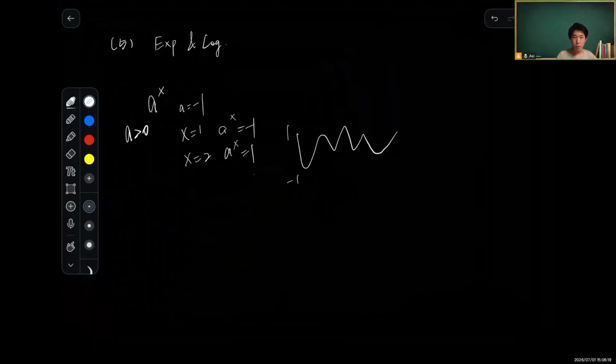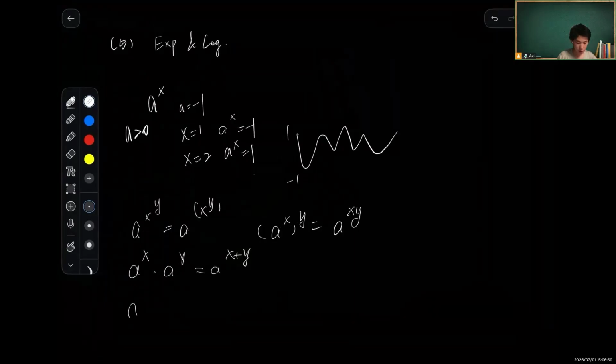And I'm assuming that you are aware of operations of exponentials, like a to the x, to the yth power, with the parentheses above, is a to the x times y power. And also, we have the property a to the x power times a to the yth power is equal to a to the x plus yth power. Finally, a to the 1 over x power is equal to the xth root of a.